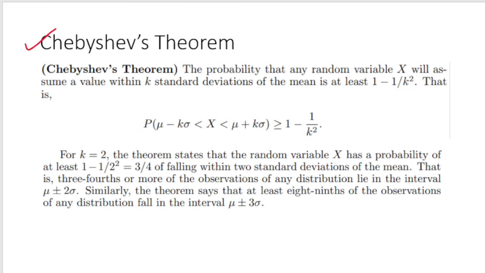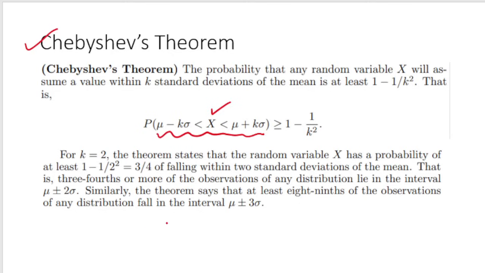Chebyshev's theorem is an important result. It tells you that for the random variable x, the probability in the interval mu minus k sigma to mu plus k sigma, where mu is the mean and sigma is the standard deviation, that the random variable will take its value in this interval, is greater than or equal to 1 minus 1 by k square, right?